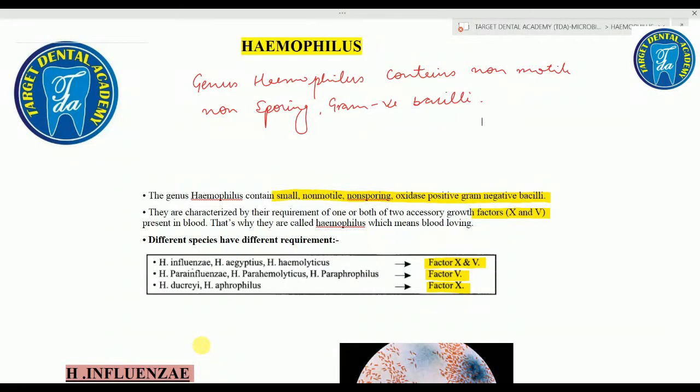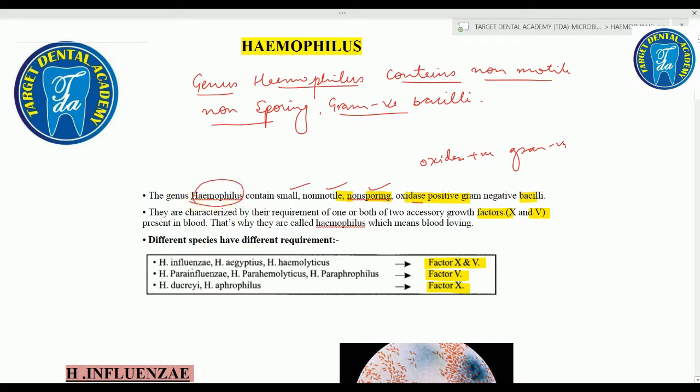So the next bacteria we are going to discuss is the Haemophilus. The genus Haemophilus contains small, non-motile, non-sporing, oxidase positive, gram-negative bacilli. The word Haemophilus means blood loving.